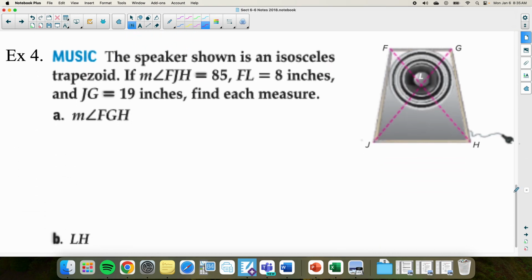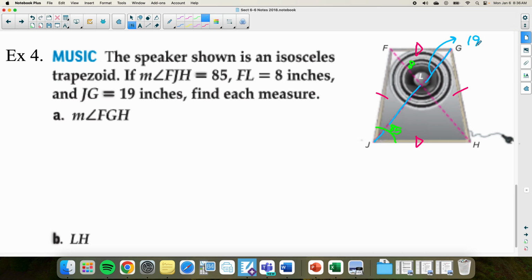Now here they say we have an isosceles trapezoid again, so remember these two would be parallel, these legs would be congruent. It says angle FGH right here is 85, FL is 8, and JG is this whole thing, which is 19, and then find each measure.